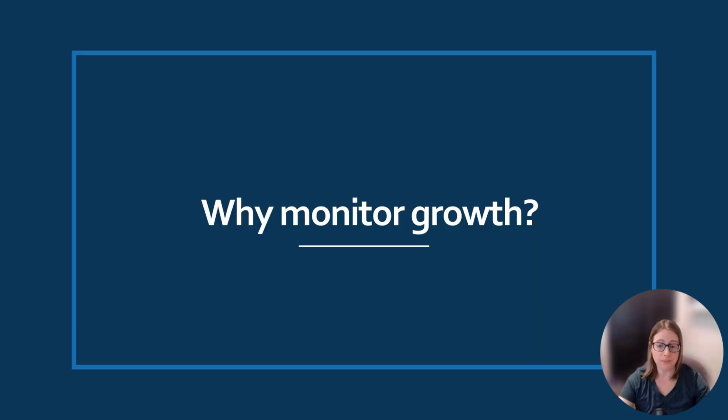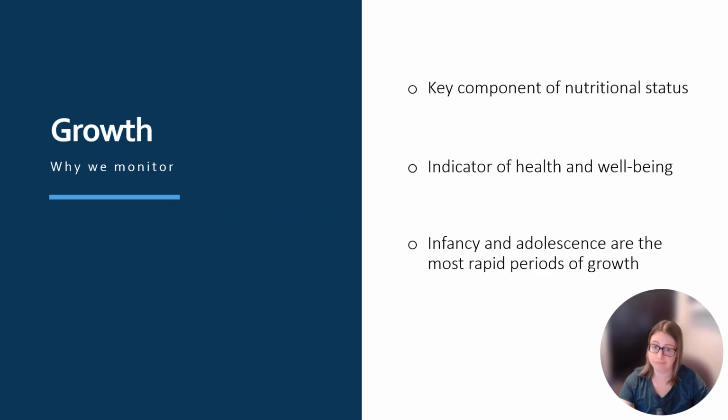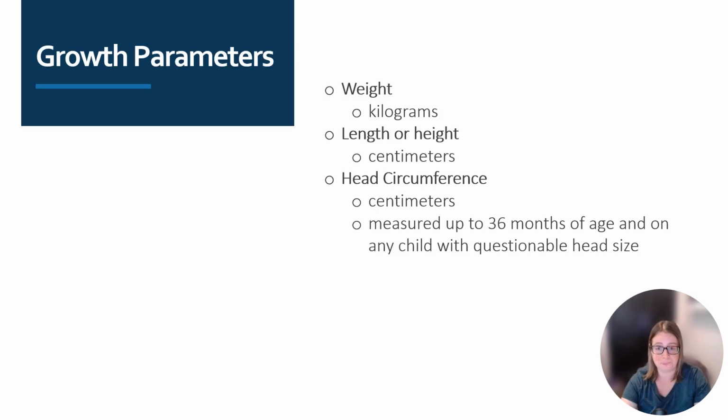So why is it important to monitor growth, especially in infants and children? Well, we monitor growth because it is a key element in evaluating a child's nutritional status. It's also an indicator of general health and well-being. It lets us be aware of an absence of disease. But nutrition is the single most important influence on the growth of a child. In the first year of life, from about 0 to 12 months, infants experience one of the most rapid periods of growth in their lifetime. The other period of rapid growth is going to occur during adolescence.